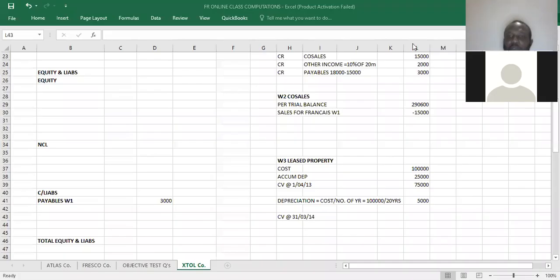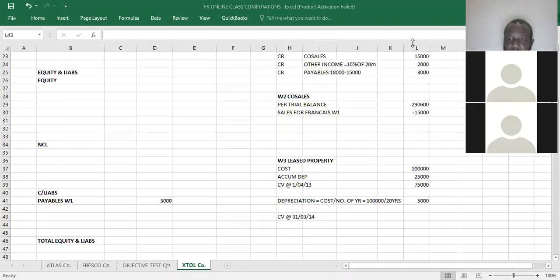So please, can you read what you have there? I'm wondering why. Ella, somebody should read, please. I don't know. Okay, but let me read. Right of use assets, leased property at cost 100,000.